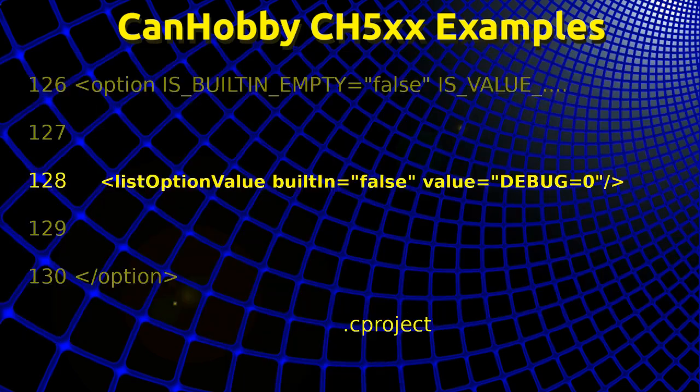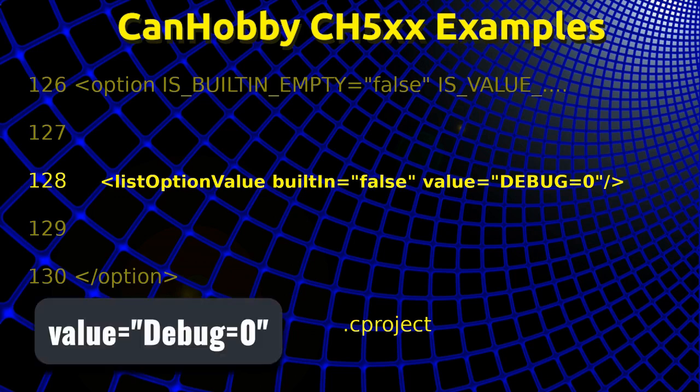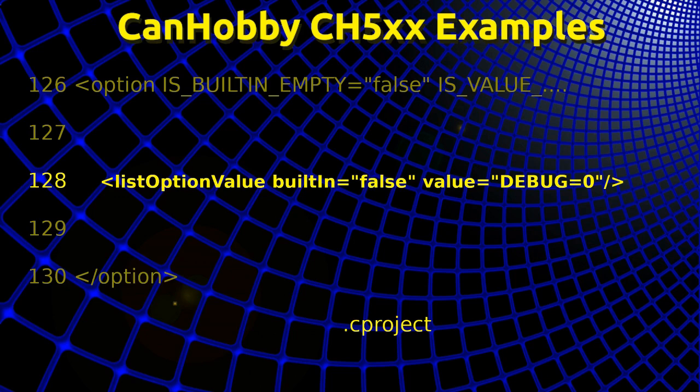The default UART used by the printf function is specified in the compiler instructions given in the .c project file. You will see my change on line 128. Value equals debug equals 0. This only affects the UART selection itself. Selecting alternate pins is done in our configuration code.